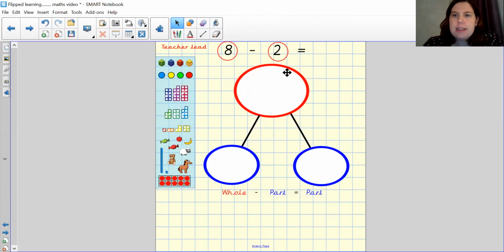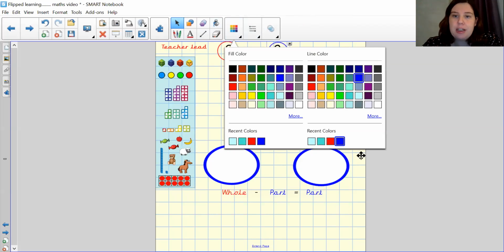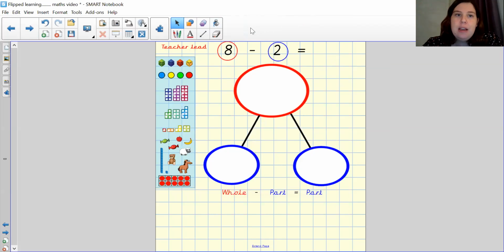What is wrong with this at the moment? Well done. This should not be red because 2 is not our whole. It is a part. So I'm going to put that in blue, okay? And then at the end, it will tell me what my answer is. And that will be the other part, okay? And that's tricky to remember. So let's have a look.